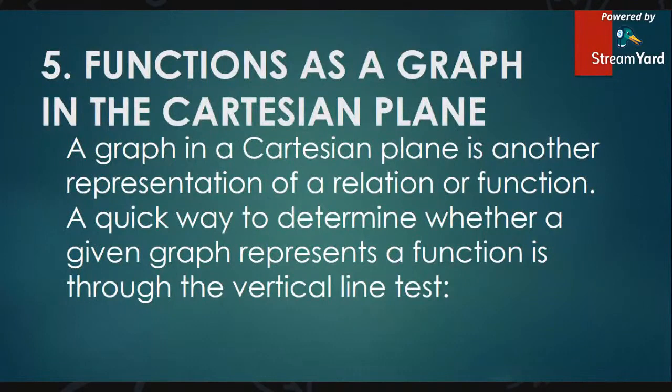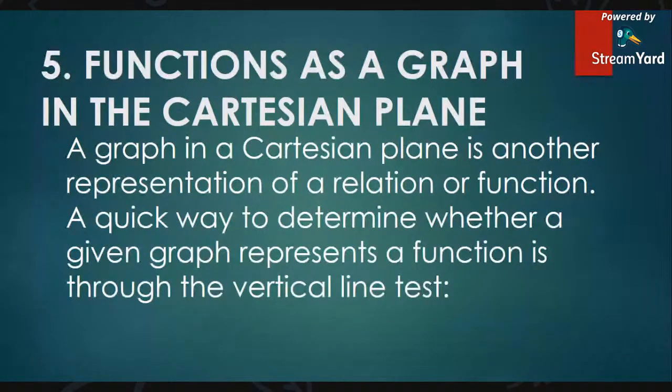So, next, functions as a graph in the Cartesian plane. A graph in the Cartesian plane is another representation of a relation or function. A quick way to determine whether a given graph represents a function is through the vertical line test. So, ano ba yung vertical line test? Nabanggit ko na yung about sa Cartesian plane doon sa table of values. Kanina, nirepresent lang natin as a table of values yung ordered pairs. Tapos, dito naman, pwede natin siyang i-plot sa Cartesian plane.